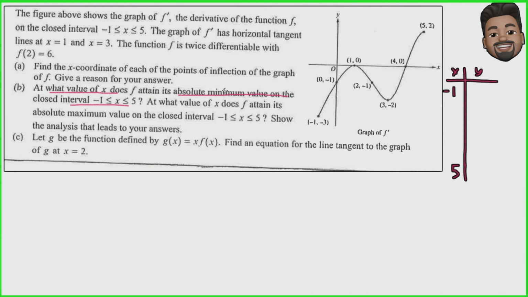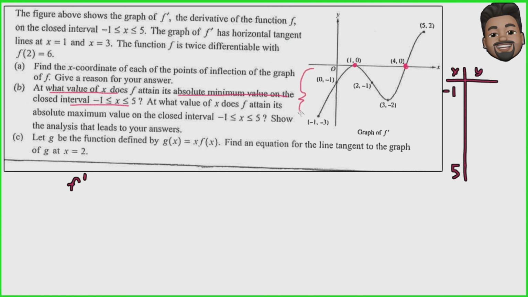It's talking about f. How do I get my relative mins and maxes? I need to take the derivative. So this is f prime. Well, this is the graph of f prime. So really, if I look here, what does this change from? This is where you have to be careful. We are in f prime right now. This is where it can get really confusing. So hopefully this is making sense.